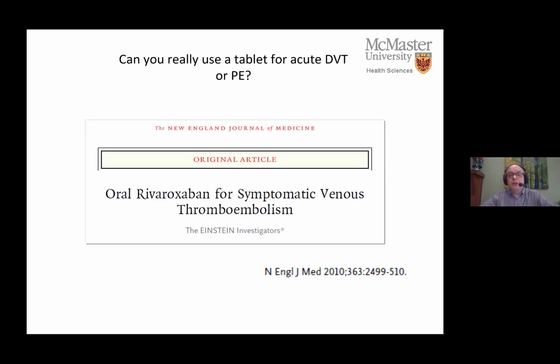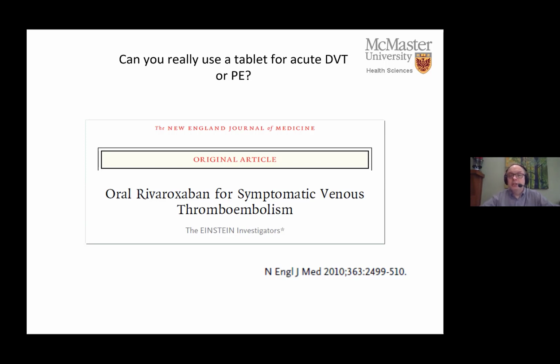A question we get asked all the time is, can we actually use a single tablet for the acute treatment of deep vein thrombosis or pulmonary embolism? Am I, as a treating physician, comfortable taking a patient with acute pulmonary embolism and treating them with a tablet? And the answer to that question is absolutely yes. I'm not sure why people are uncomfortable with this.